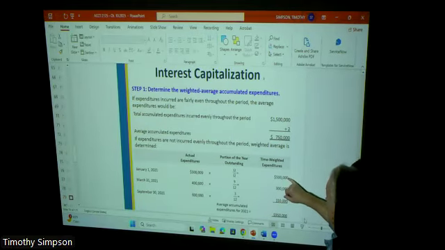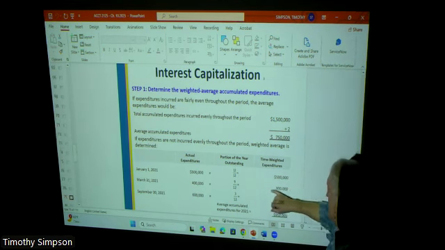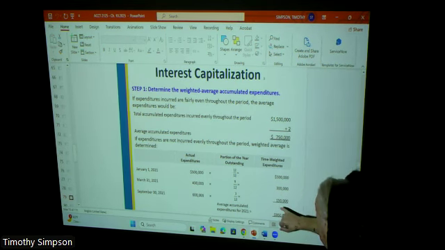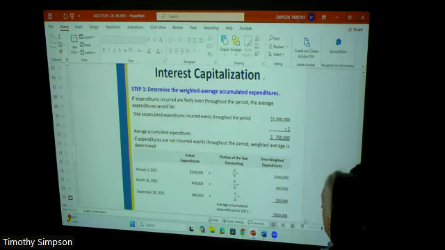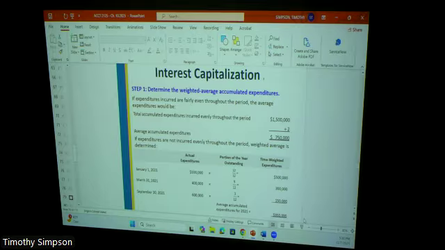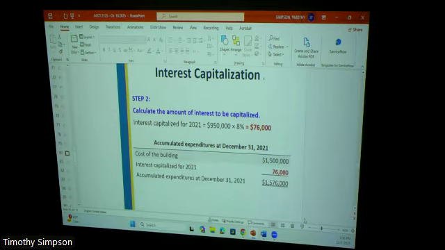So it's 500,000 all year is 500,000. 400,000 for 3/4 of the year is 300,000. A quarter of a year of 600,000 is 150,000. So total expenditures in that first year are 950,000. Those are the expenditures based upon the average length of time these were outstanding throughout the year. We have to keep good records and all that.